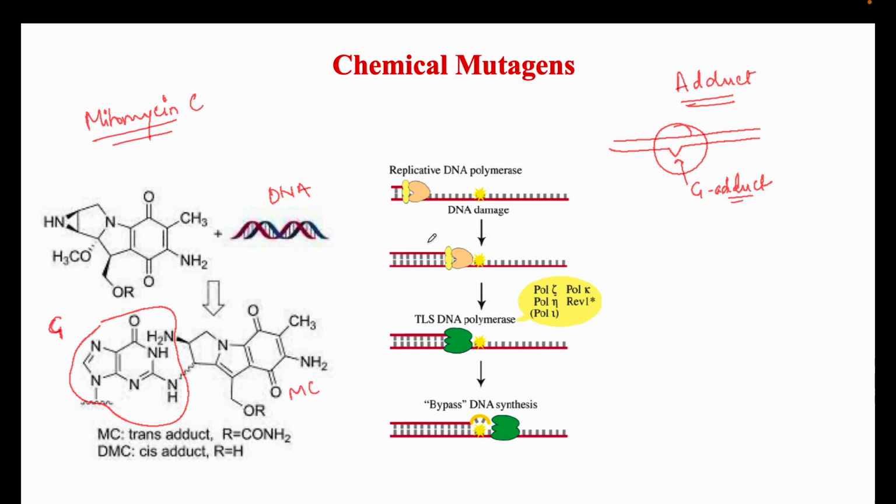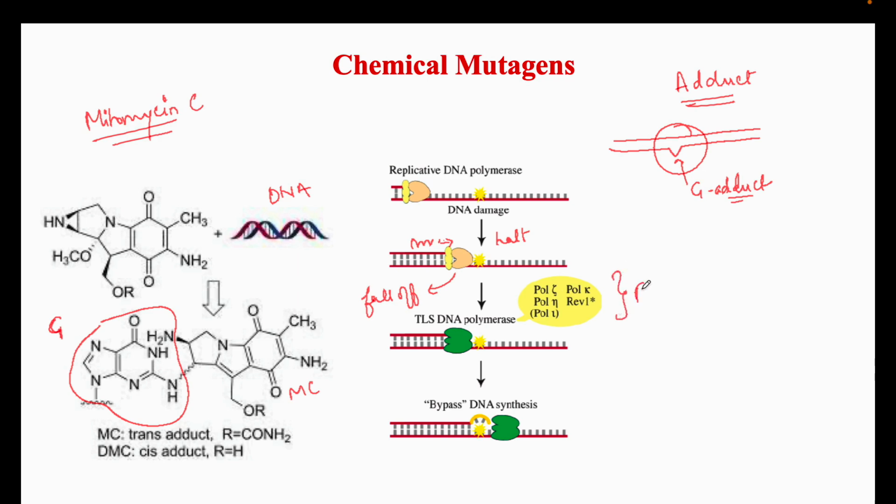When the polymerase recognizes the kink here, when the replicative polymerase is replicating the DNA from here, when it comes across this kink or the adduct, it will just halt. Okay, it will halt and it cannot bypass this adduct. Okay, this is very important. The replicative DNA polymerase is not able to bypass this adduct. So then this polymerase will fall off.